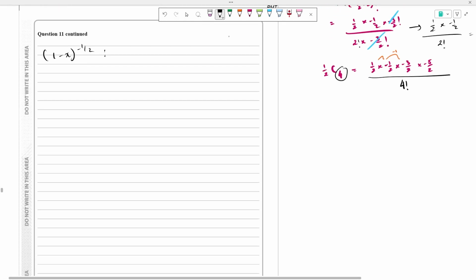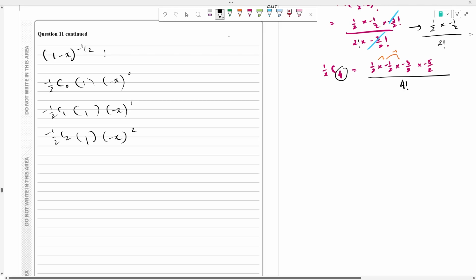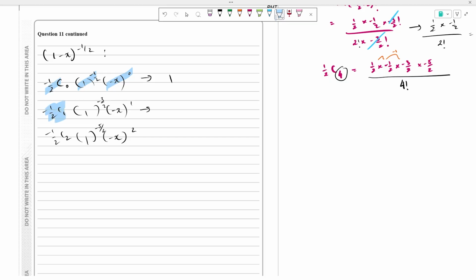So this will look like the following. Minus a half choose 0, minus a half choose 1, minus a half choose 2, and then the brackets 1, 1, 1, minus x, and minus x. Increasing powers, and then these are decreasing powers. Cool. This is going to be 1, because this is 1, this is 1, and this is 1. The next one, anything choose 1 is going to be minus a half. So it's going to be minus a half times by 1 times by negative x, which is going to be minus 1 over 2, positive 1 over 2x.